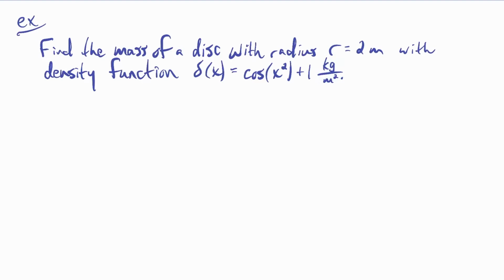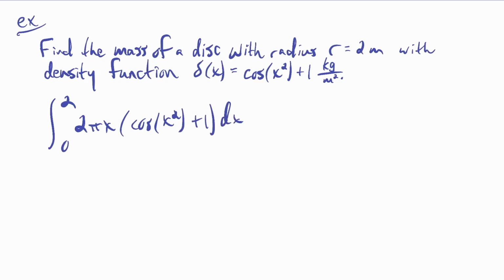Okay, so I'll just set up, as we did in the previous example, the integral from 0 to 2 of 2 pi x times the density function, cosine x squared plus 1, dx. Okay, and again, not that it's essential for this example, but we want to keep this in mind for future examples when we're building new integrals. This is in meters, the highlighted part. This is in kilograms per meter squared, and then this is in meters. So I have meters times kilograms per meter squared times meters. So all the meters cancel out, and I get kilograms.